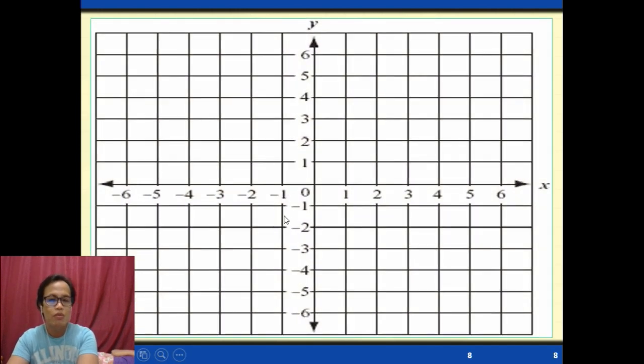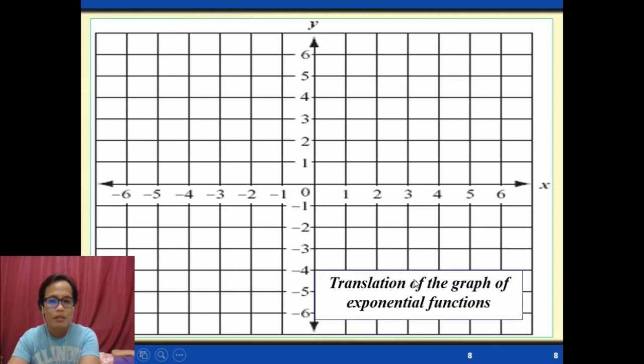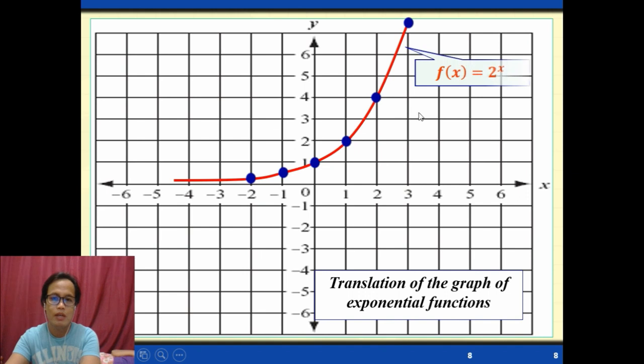How about the same, the translation of the graph of the exponential function? Let's take our original function, the same, f of x equals 2 raised to x. How about if it is minus? Earlier it was minus, but now it is plus 3. So what will be the form of our graph now? Opposite of before, where it moved 3 units downward, now that it is plus 3, it will move 3 units upward.